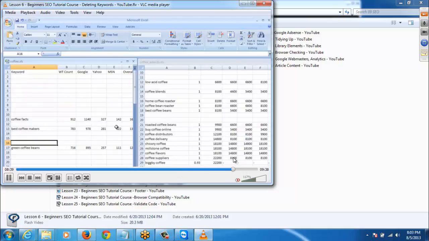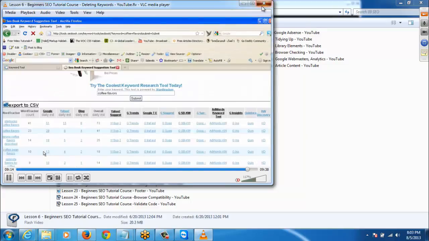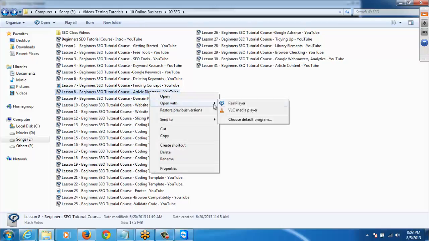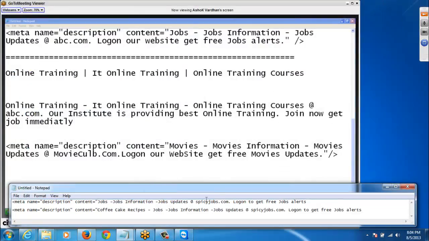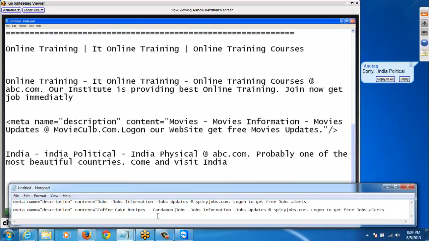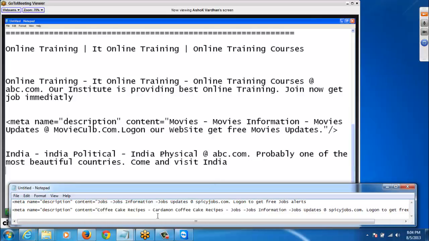Please give space. Log on to our website, get free movies updates. Right. Good. India political. Okay. Here I is capital. Okay, this one is basic.